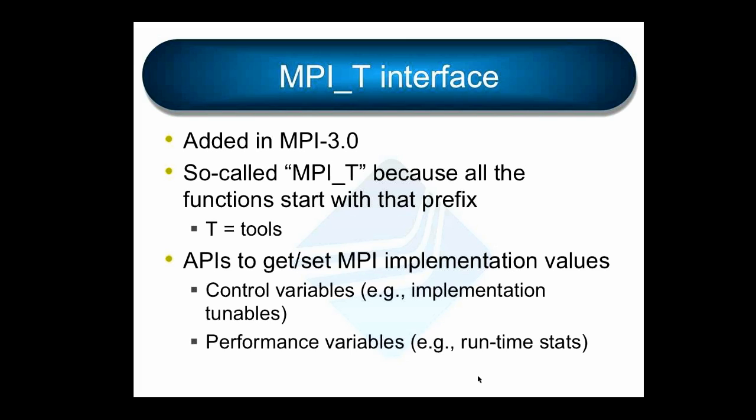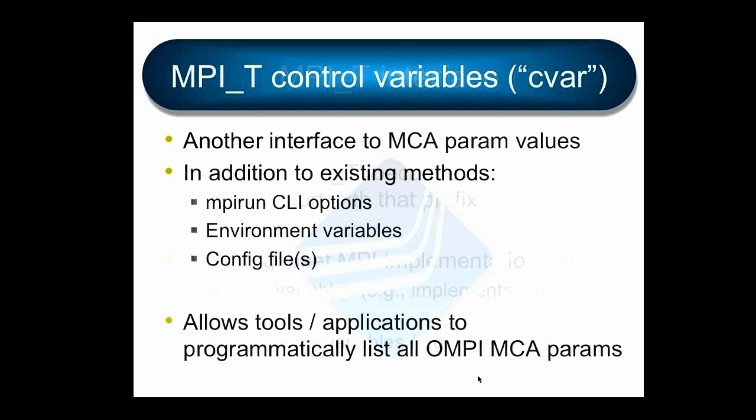So like I said, I kind of alluded to it in my examples there. There's two kinds, control variables and performance variables. And in Open MPI, control variables map directly to our MCA parameters, and performance variables is a new thing altogether. All right. So we call them CVARs just because we're lazy instead of calling them control variables.